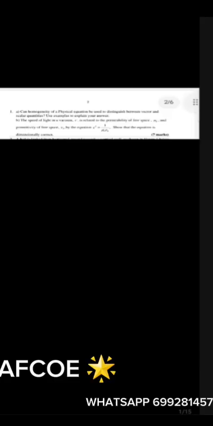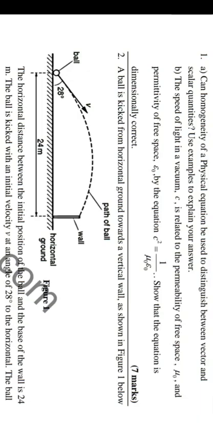So let us see question 1 of Westmark. They are asked: can homogeneity of a physical equation be used to distinguish between vector and scalar quantities? Use examples to explain your answer. The answer is that homogeneity cannot be used to distinguish between scalars and vectors.